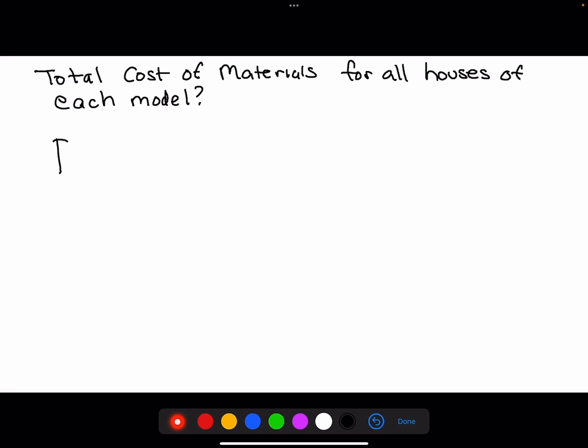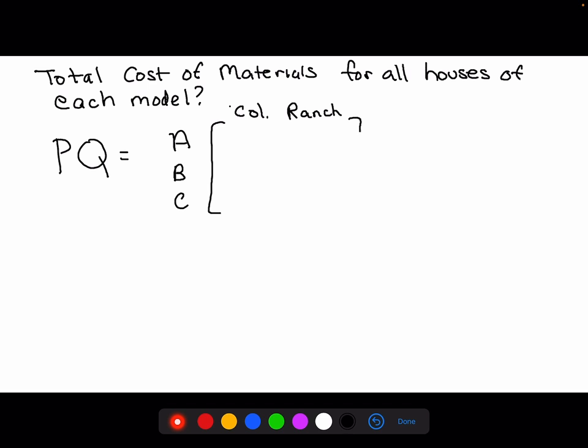Okay, to find that, we're going to need to multiply P and Q together. So P, we had models A, B, C, colonial, and ranch. We had the numbers of those: 10, 15, 25, 30, 25, 45. Oh, I guess it's M by Q because we changed it to M for this example. Sorry, in another example earlier it was P, but it's M and Q.